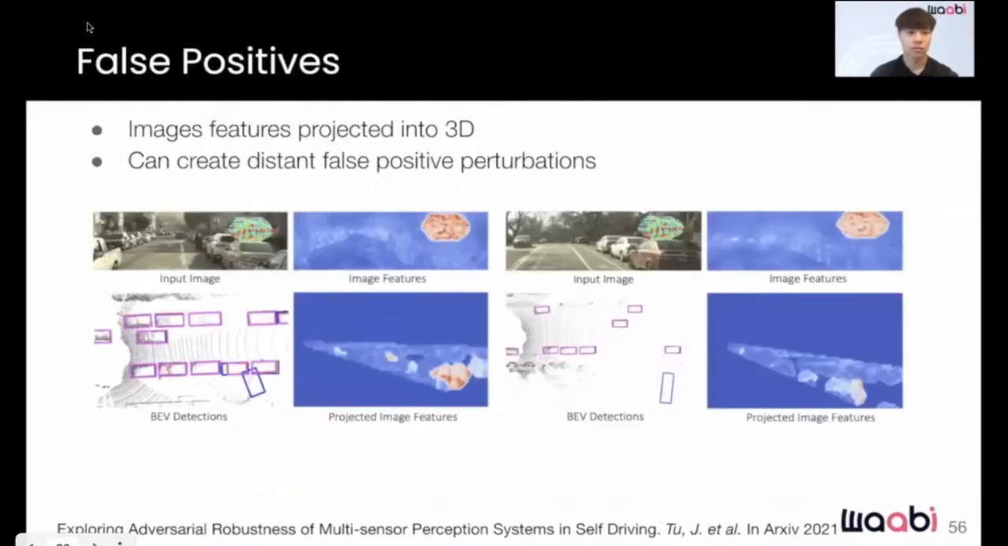Now we show some qualitative examples of false positives. We mostly observe them in distant locations far away from the host vehicle. We show these false positives in bird's eye view LiDAR sweeps since they're too small to see in the image.